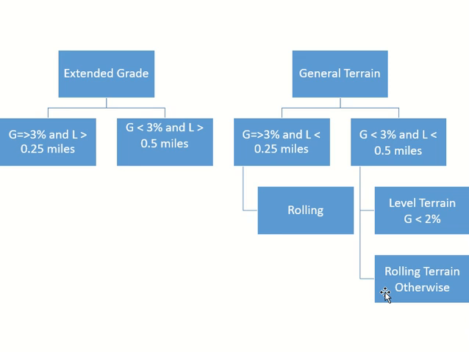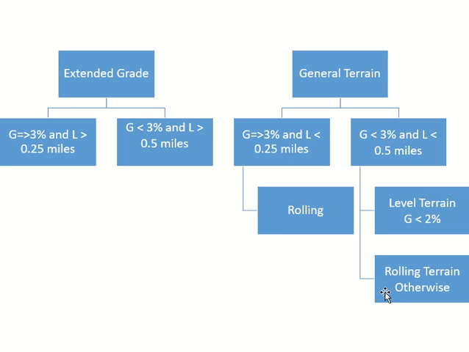So you see the 2 main terrain conditions on the top: extended grade and general terrain. For extended grade, I have two conditions. If you meet any one of them, it is extended grade. If you don't meet any one of them, then you are on this side. Clear? What are these two conditions? The gradient is equal to or more than 3% and the length is more than 2.25 miles. The second condition is gradient less than 3% and the length more than 0.5 miles.